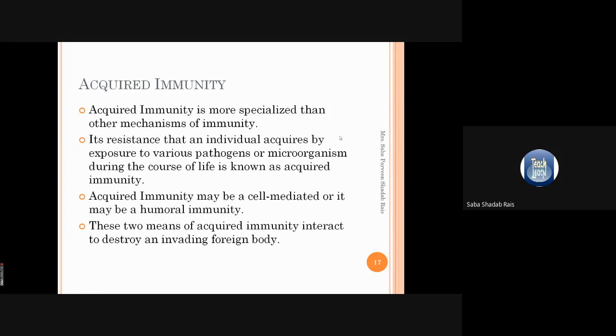Now, when we talk about the mechanism of action of acquired immunity, it has two specialized mechanisms. The first is cell mediated, and the second is humoral. The term humoral means something which is soluble in the blood. These two means of acquired immunity interact and destroy whatever foreign antigen has invaded our body.